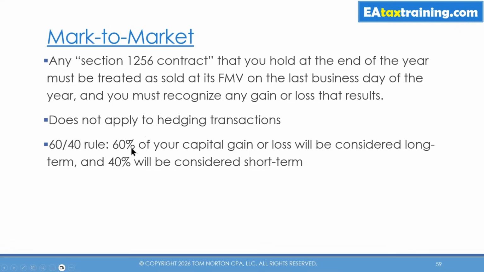These contracts have a special treatment. It's called the 60-40 rule. 60% of your capital gain or loss will be considered long-term, and 40% will be considered short-term. So it doesn't matter how long you actually held them. 60% is long-term, 40% is short-term. So remember that 1256 contract, mark-to-market, 60% long-term, 40% short-term.